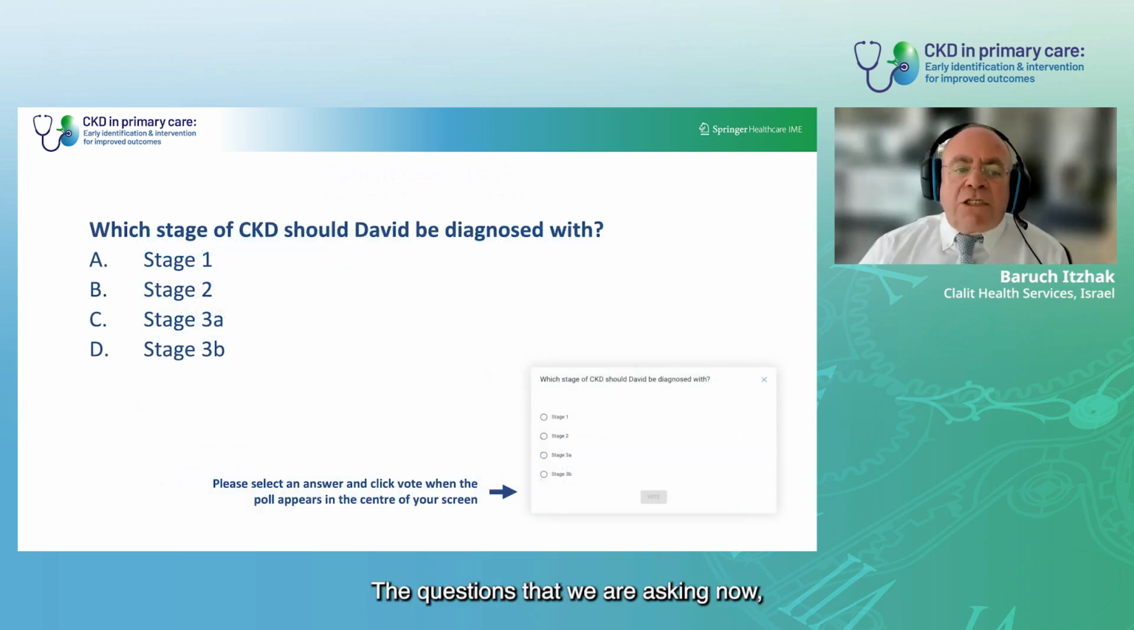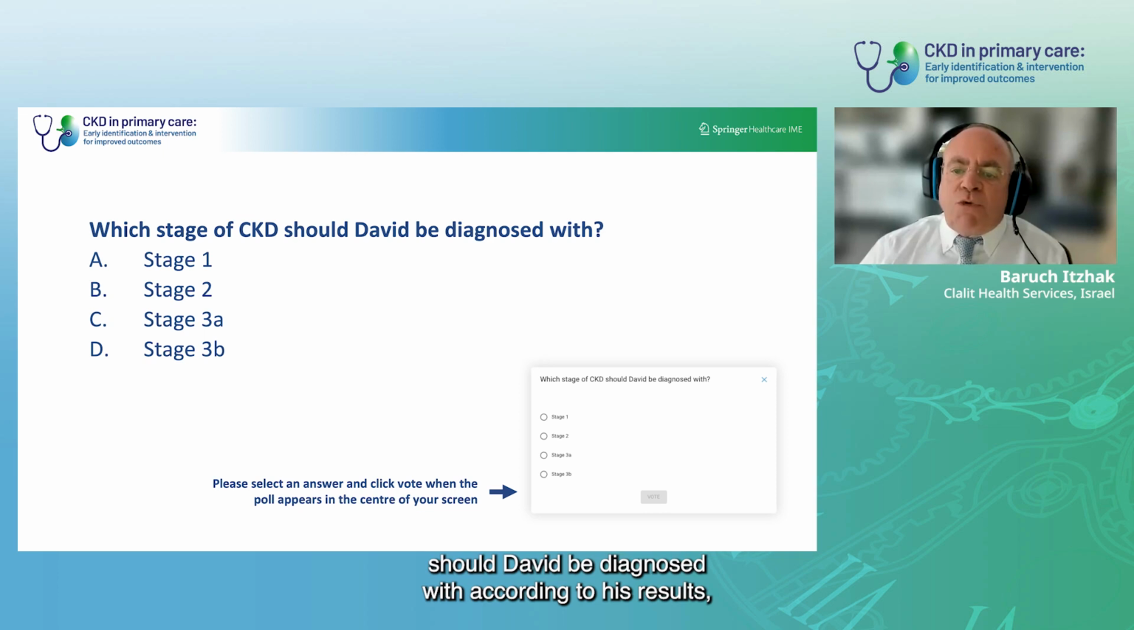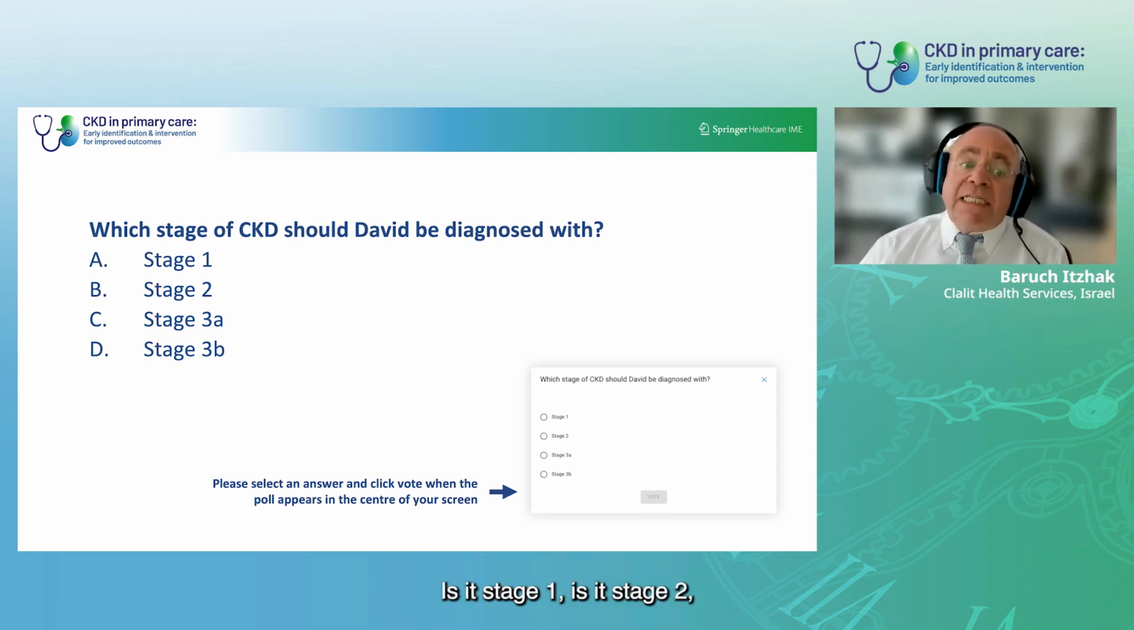So the question that we are asking now: which stage of chronic kidney disease should David be diagnosed with according to his laboratory results? Is it stage 1? Is it stage 2? Is it stage 3A? Or is it stage 3B? Please vote.